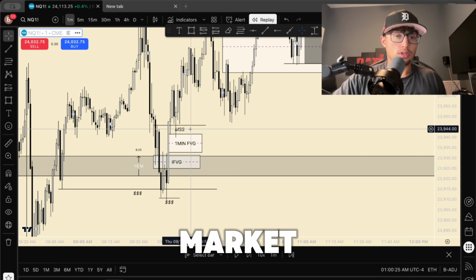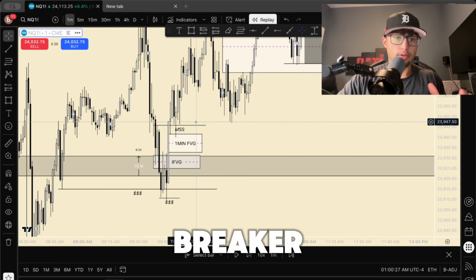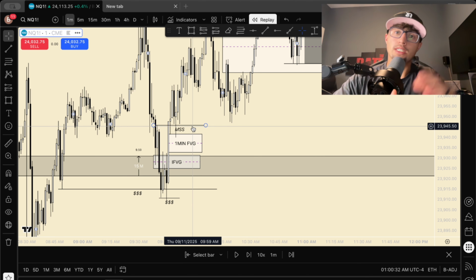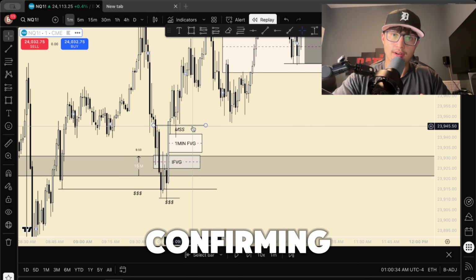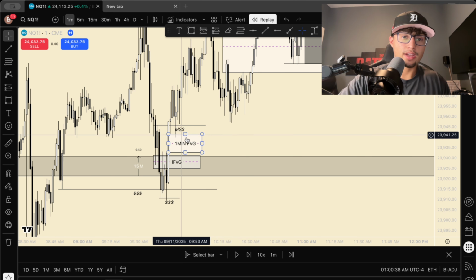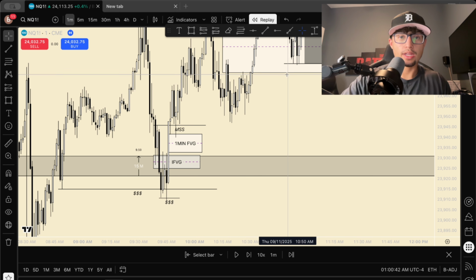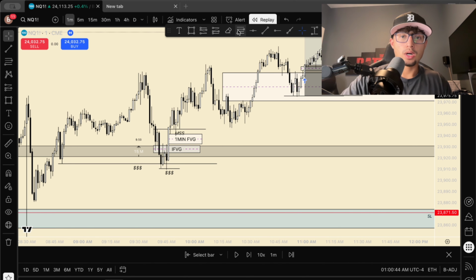That's adding another layer. What else came after that? We also had a market structure shift, which should have been the deal breaker. Not deal breaker, but deal keeper. So that's confirming the deal. And then you also had a fair value gap. So you enter off that inverse fair value gap, ride that sucker up to the next liquidity.